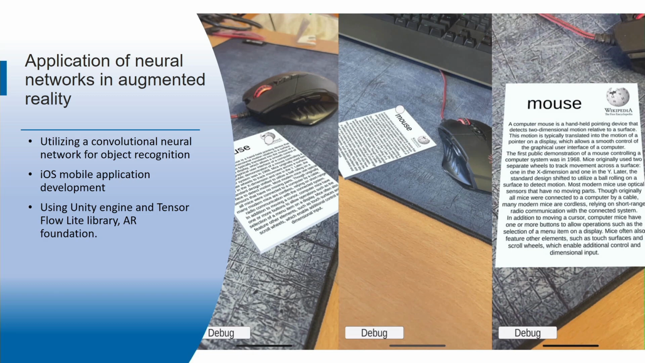Another nice application is utilization of a convolution network for object recognition in augmented reality. With use of Unity and TensorFlow, the student was able to detect a mouse or other objects and put the information about the objects from Wikipedia next to it. So it's a proof of concept, let's say, for augmented reality.